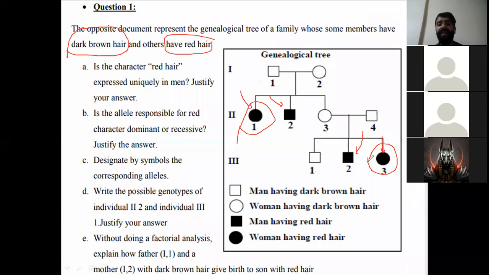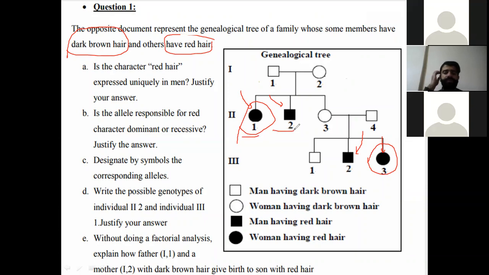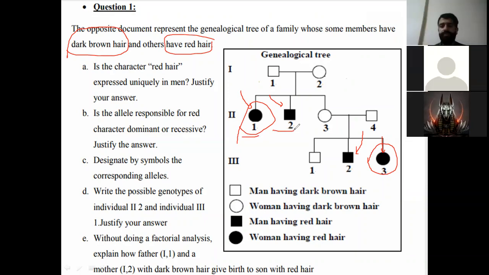Part B. Is the allele responsible for the red character dominant or recessive? These in black are for the red hair. If we want to move to this, yes, Muhammad. Yeah, start. Is the allele responsible for the red character dominant or recessive? Before you start, Muhammad, pay attention. If you say dominant or recessive, you have to justify the answer for sure, but this justification is according to the pedigree. So you have to use the pedigree, okay? Yeah, let's start.